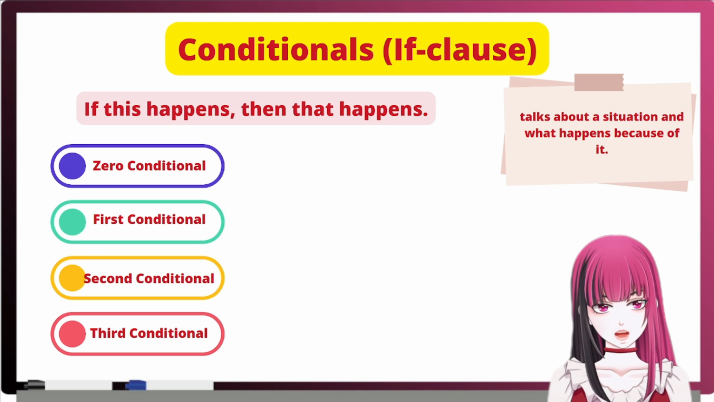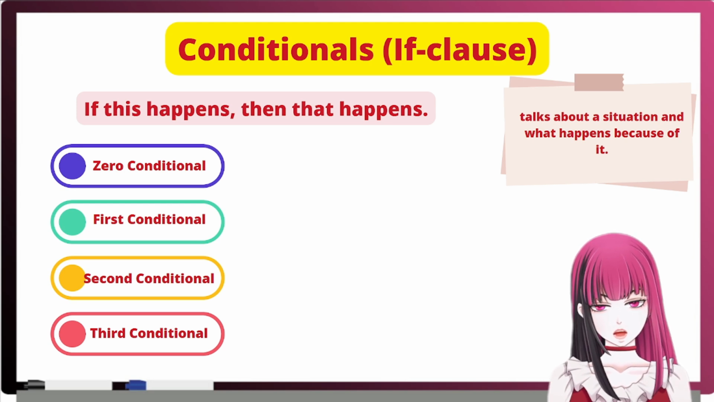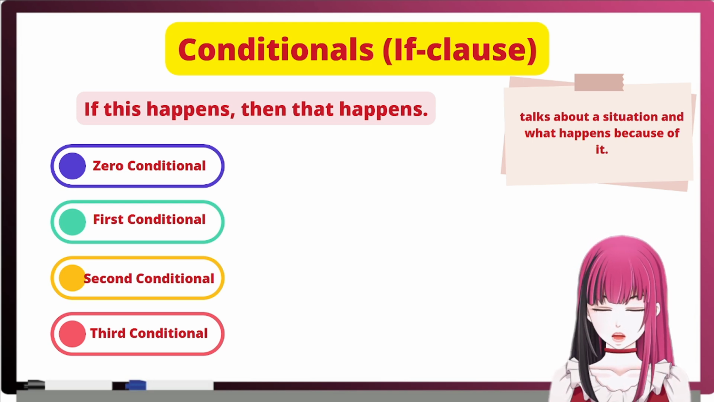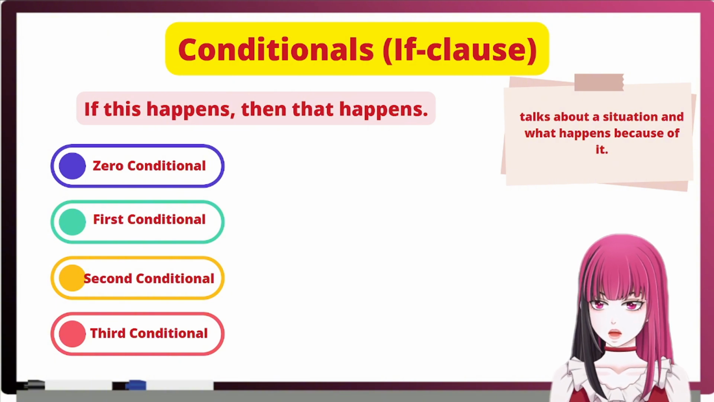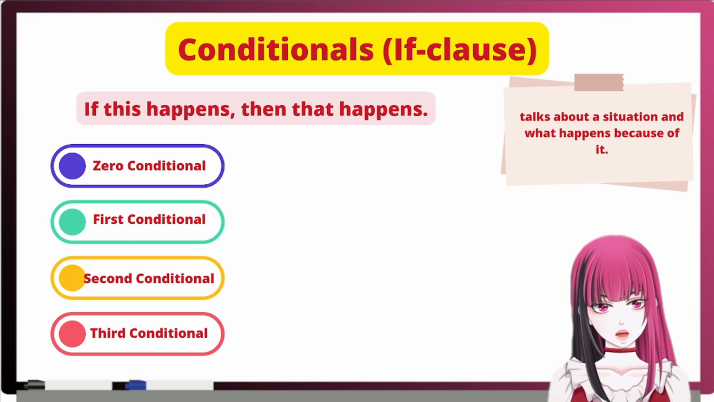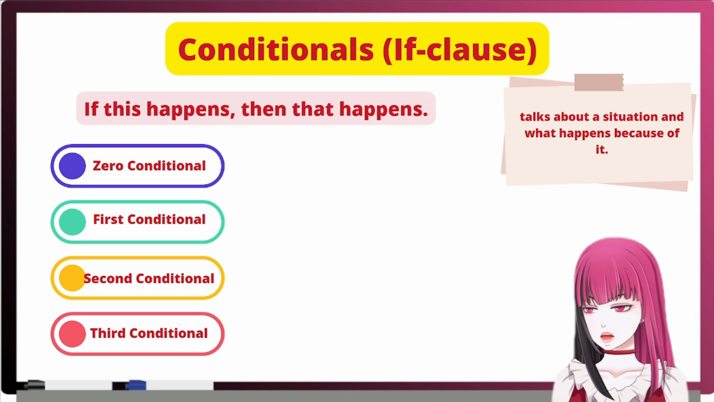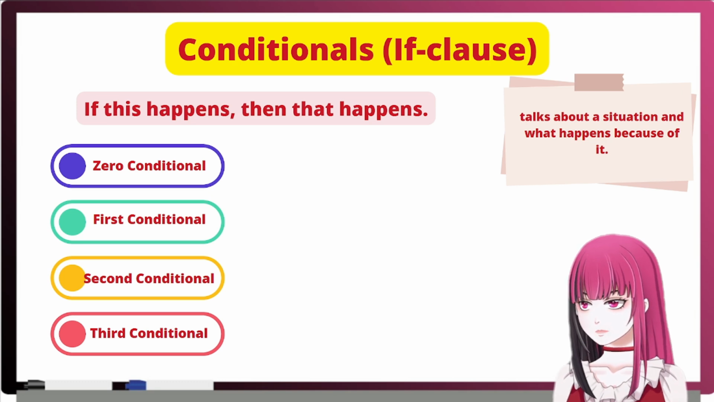Conditionals, or better known as if clause, talks about a situation and what happens because of it. It's like if this happened, then that happens. There are 4 types of conditionals. Let's start with zero conditional.